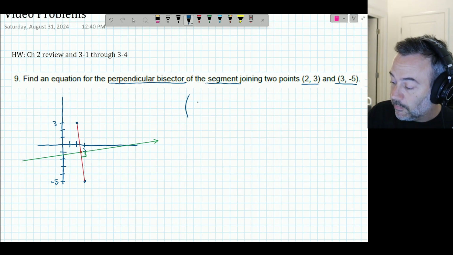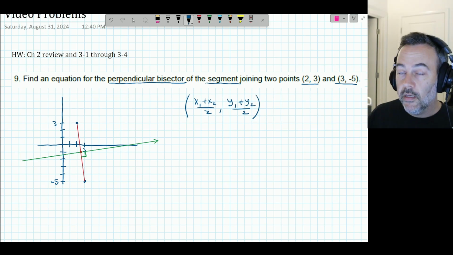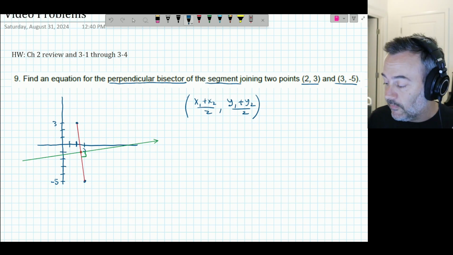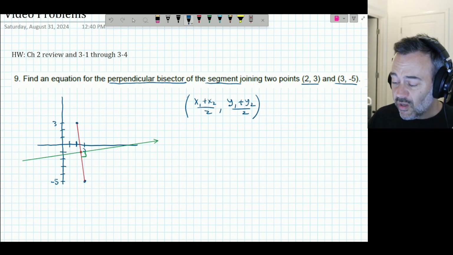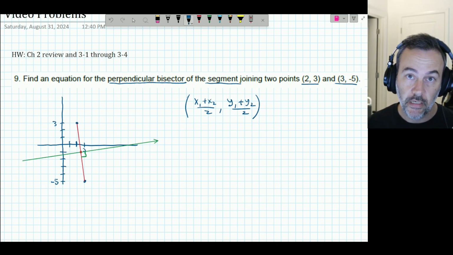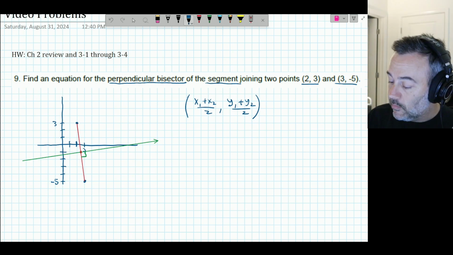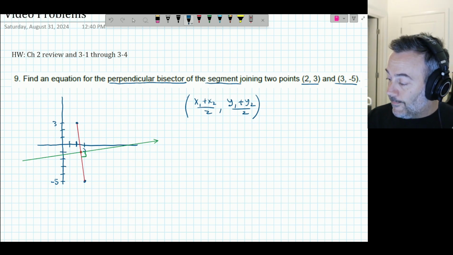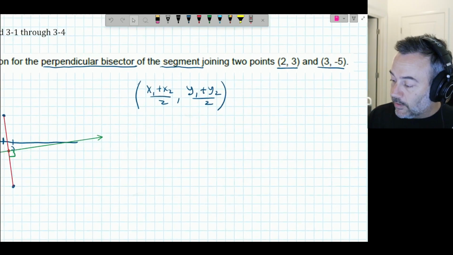Well, the midpoint formula is x1 plus x2 over 2, y1 plus y2 over 2. Hopefully you've seen this in a geometry class, but if you haven't, there it is. The way you can remember it is it's the average of the x coordinates and the average of the y coordinates, or the mean of the two. Okay, so let's plug in our numbers.